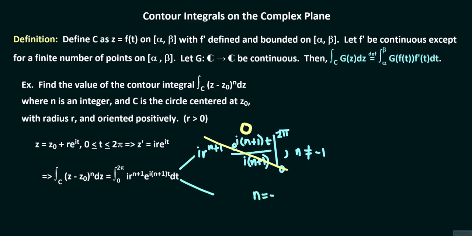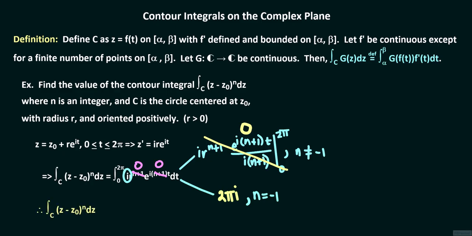When n equals -1, r raised to the n plus 1 power in the integrand is r to the 0th power, which equals 1. And the exponential becomes e to the 0th power, which is also 1. So the only thing left in the integrand is the constant i. So when n equals -1, the contour integral equals i times the length of the interval of integration, which is 2 pi, so we have 2 pi times i for the value of the contour integral.